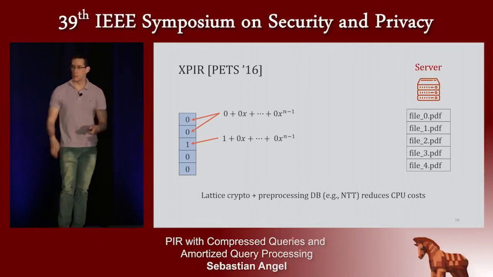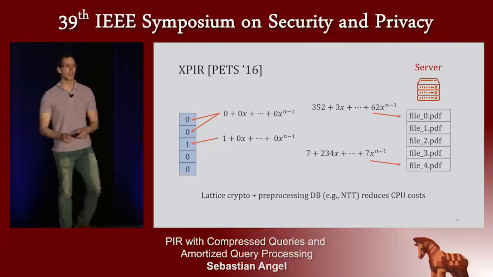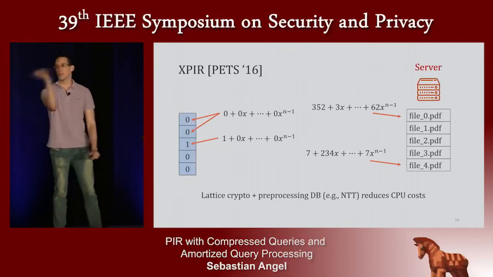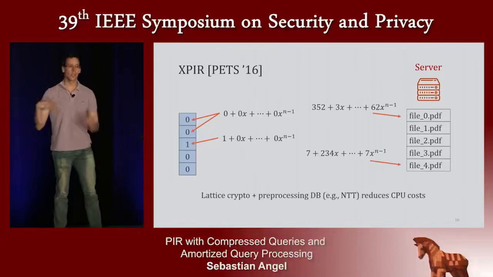Furthermore, because the plaintext space is polynomials, all of the files also have to be encoded as polynomials. And this encoding is very simple. Just take the first 20 bits of the file, put them in the first coefficient, the next 20 bits in the next coefficient, and so on.